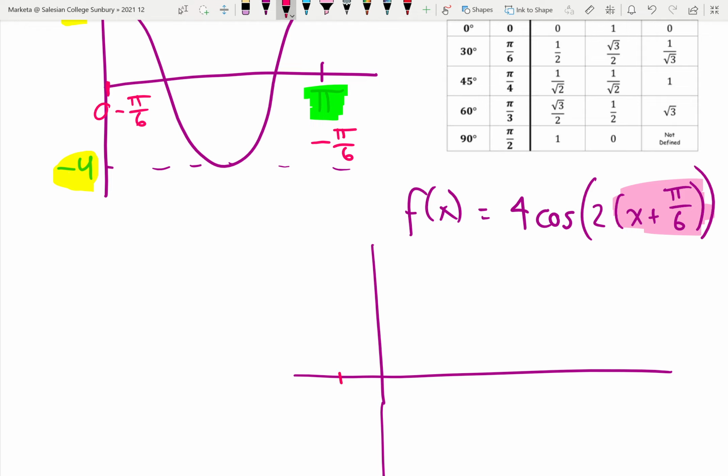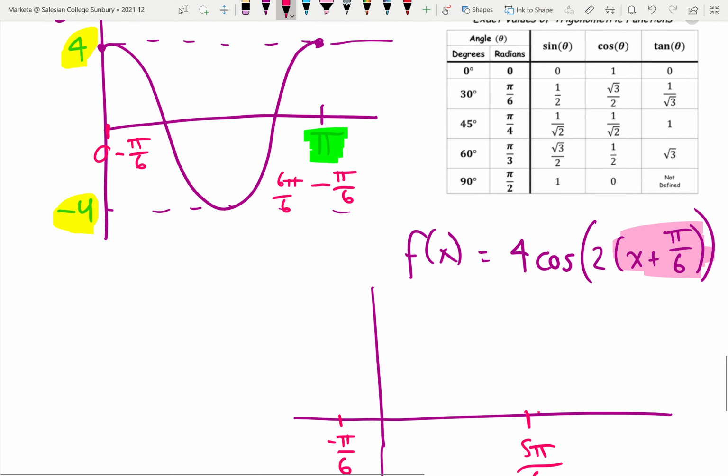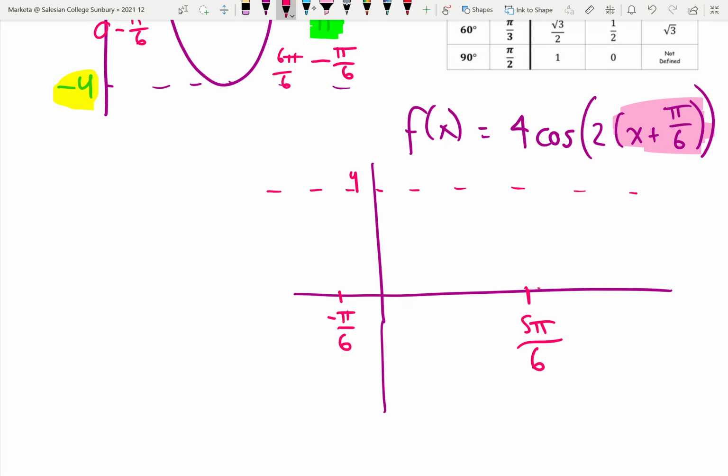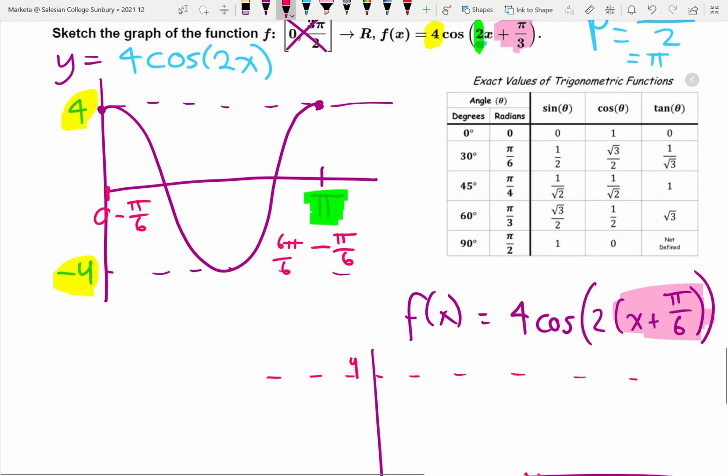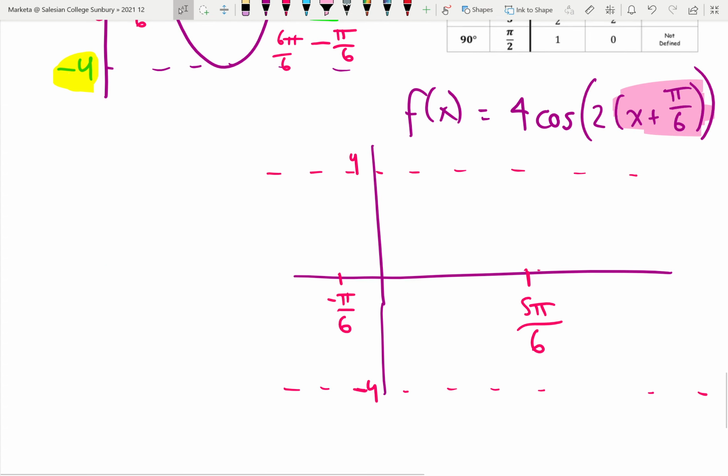So I've got from negative pi on 6, because 0 minus pi on 6 is negative pi on 6. And then pi is 6 pi on 6, so that means we're going to be going to 5 pi on 6. So I still have 4 and negative 4. There's my maximum and minimum lines. And we have not moved up or down anywhere, so I don't have to worry about any sort of vertical movement. And now it's going to be something like this.